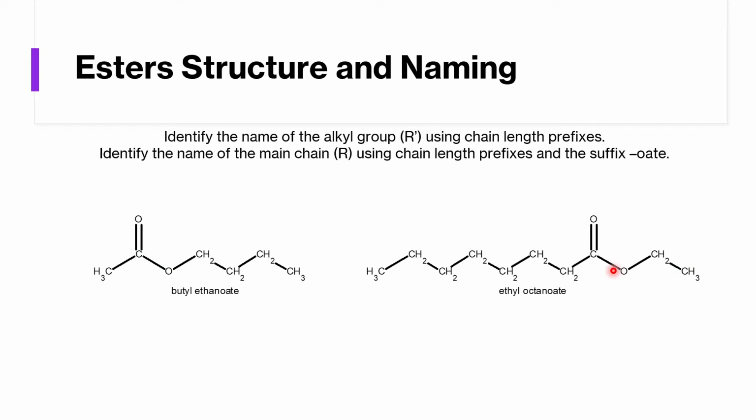In our second example here, first thing again that we need to do is identify the alkyl group. The alkyl group is attached to the oxygen and there are 2 carbons. That means that the first term that we'll be using is ethyl. The main chain is on the left. It has 1, 2, 3, 4, 5, 6, 7, and 8 carbons here. So the term for the main chain is octanoate. What I want to identify as well is it doesn't matter what the chain length of either chain is. The main chain is always attached to the carbon in the functional group, and the alkyl chain is always attached to the oxygen that is in the functional group.